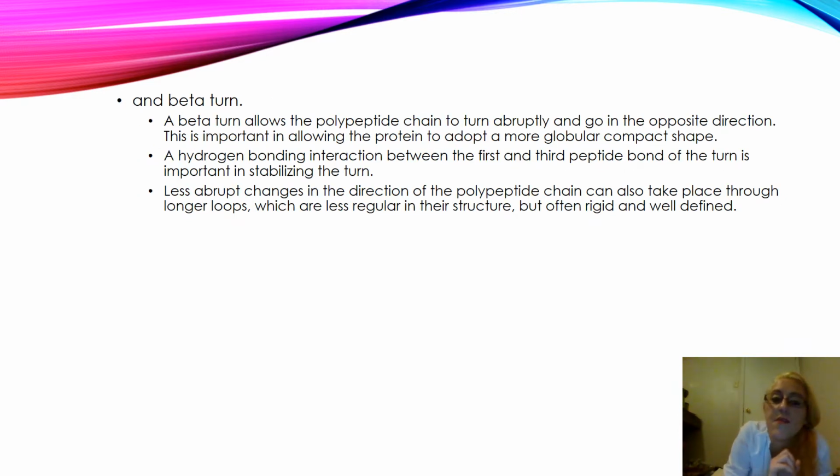And the beta turn. A beta turn allows a polypeptide chain to turn abruptly and go in the opposite direction. This is important in allowing the protein to adopt a more globular, compact shape. Hydrogen bonding interaction between the first and third peptide bond of the turn is important in stabilizing the turn. Less abrupt changes in the direction of the polypeptide chain can also take place through longer loops, which are less regular in their structure but often rigid and well defined.